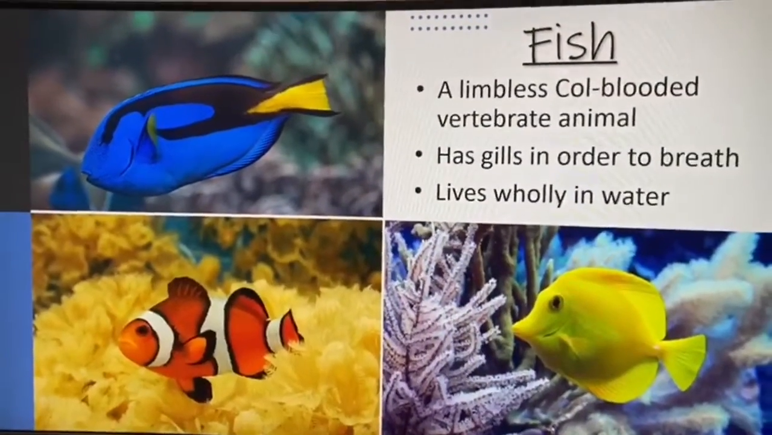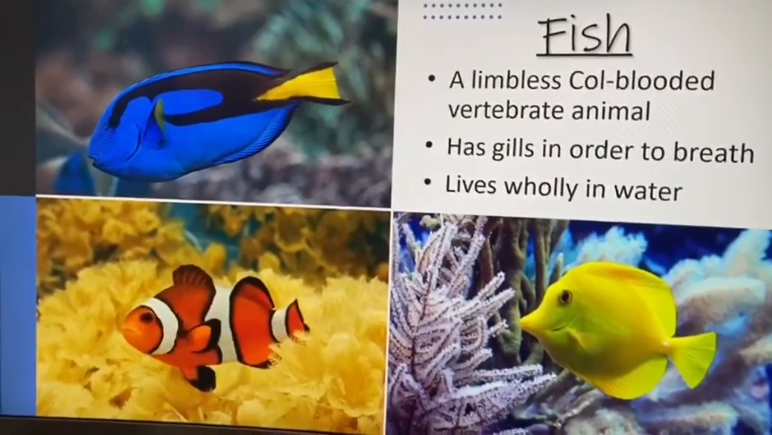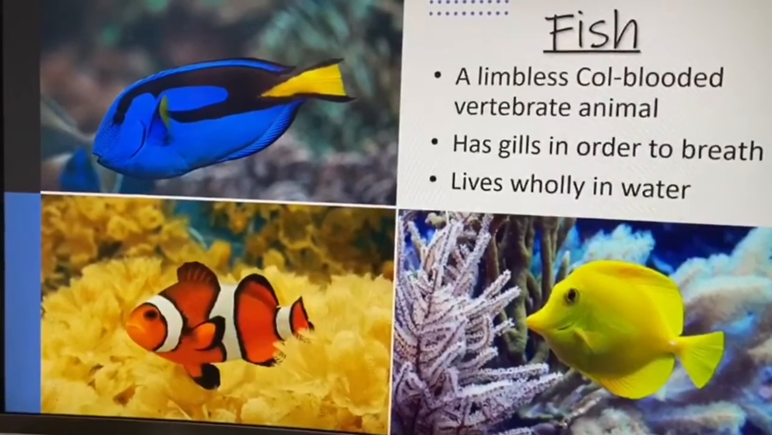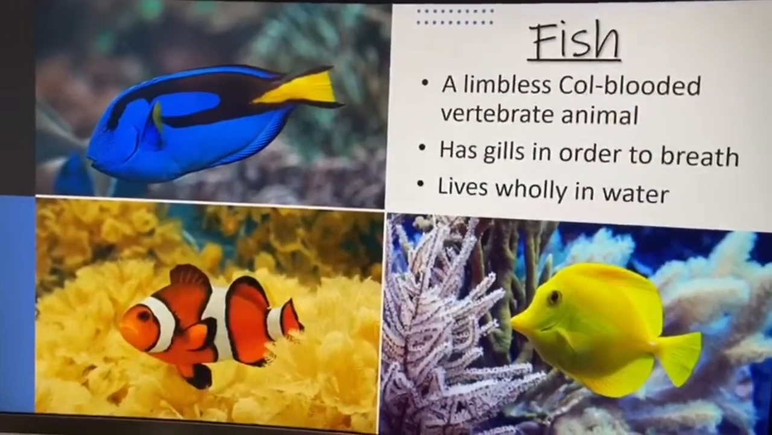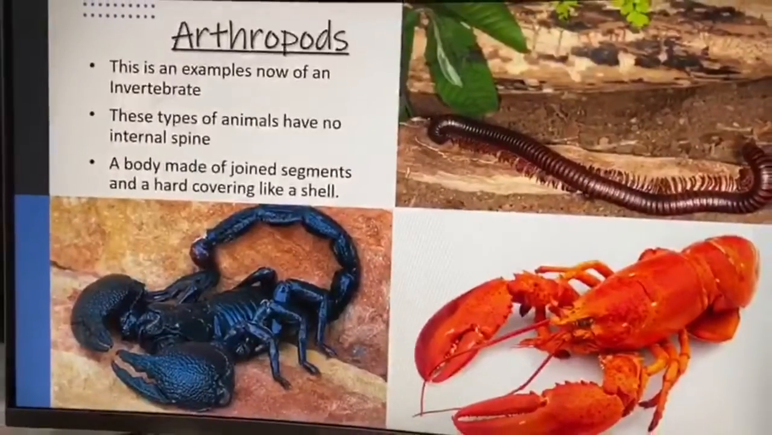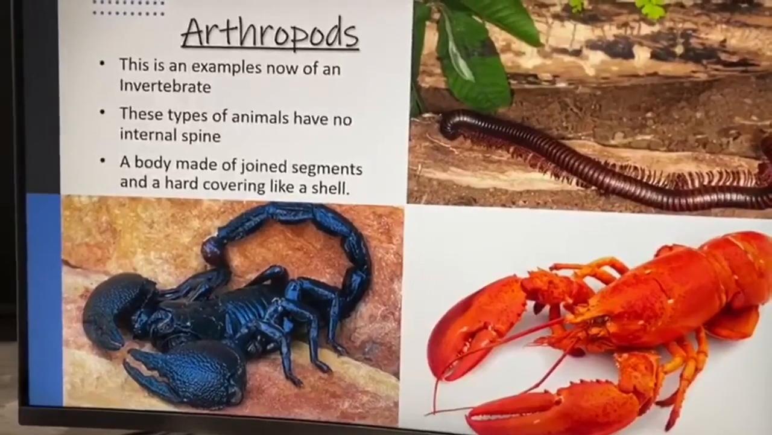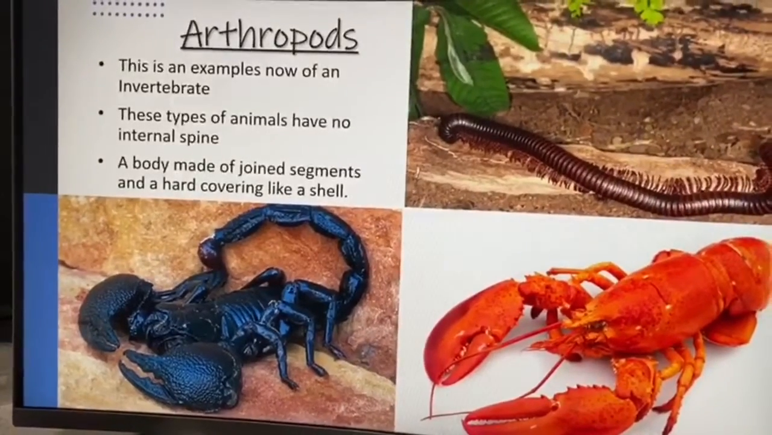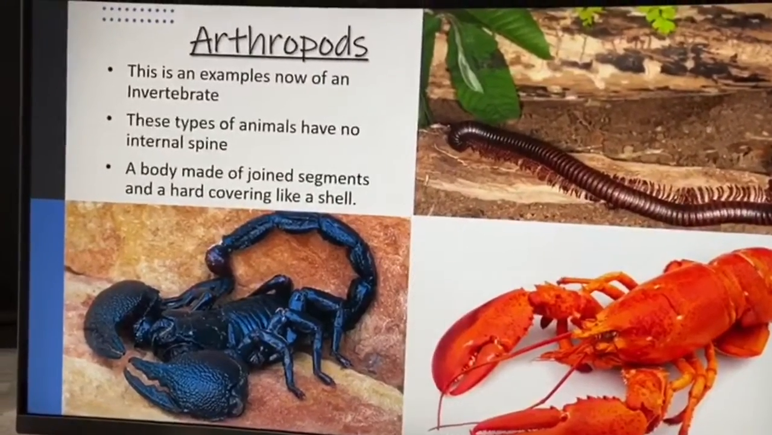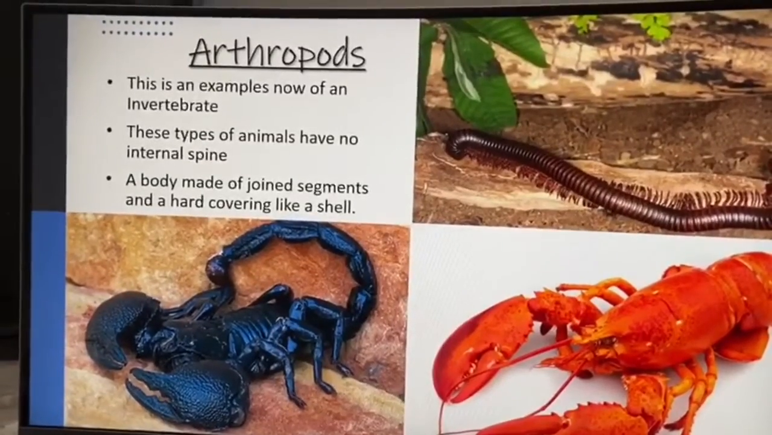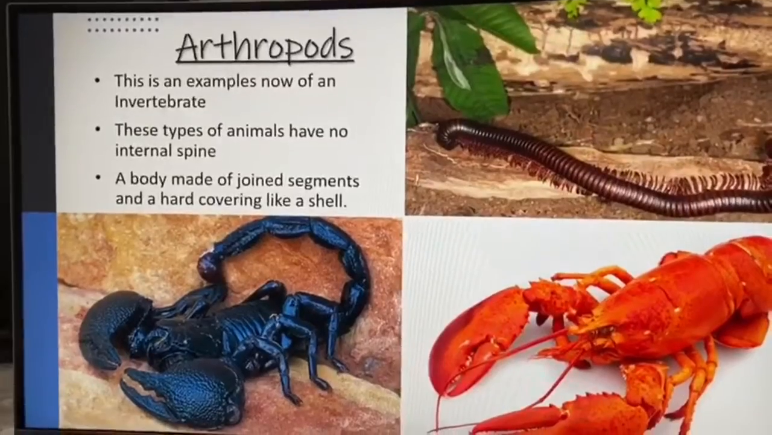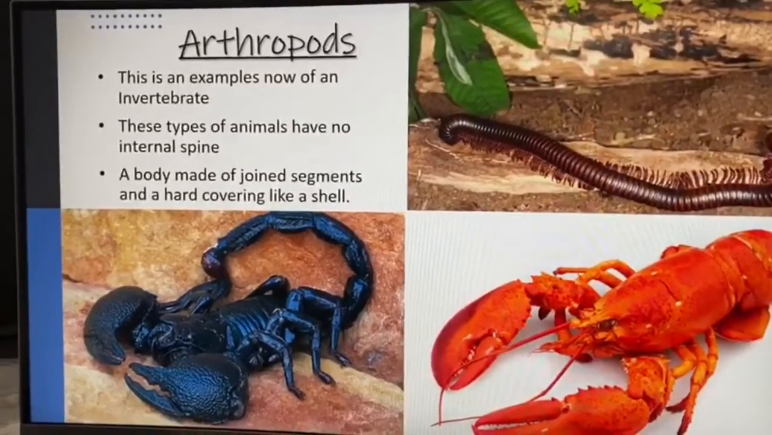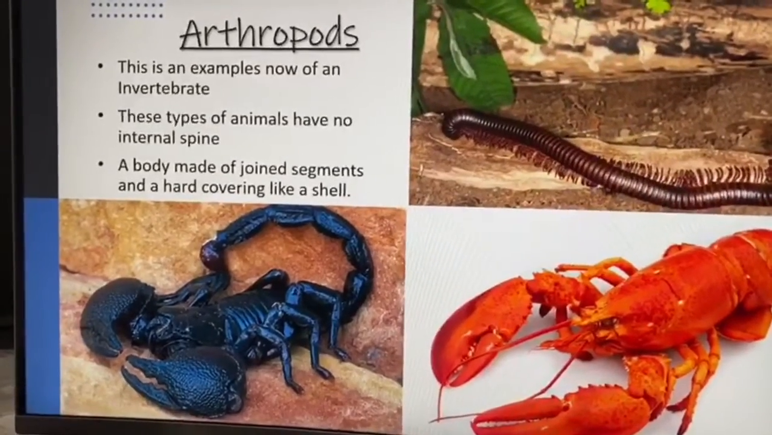The next one is a fish. Now, these have gills, which means that they can breathe underwater. The next one that we have are arthropods. Now this is an example of an invertebrate, which means that they don't have a backbone. And you can find them as a lobster or a scorpion or different types.